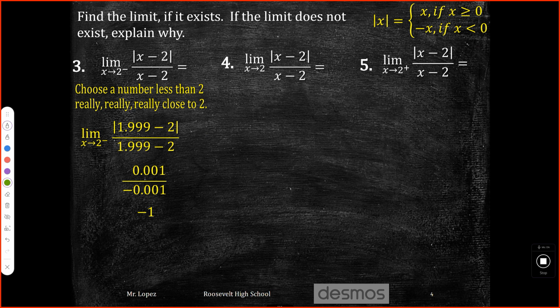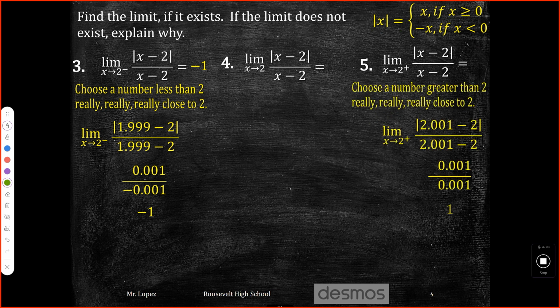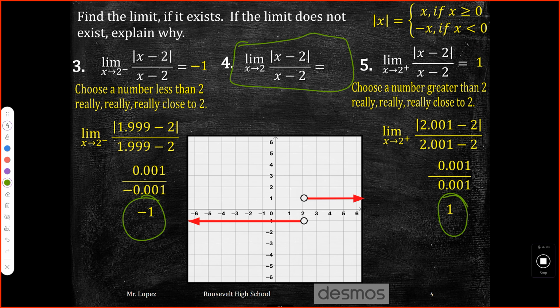Let's do number 5 here. This one is going to equal that for values that are greater, because we're coming from the right. So we can simplify it as the limit as x approaches 2 from the right of x minus 2 over x minus 2, which cancels out, and the limit is positive 1. So now the limit as x approaches 2 would not exist, because on the left it is negative 1 and on the right it is positive 1.